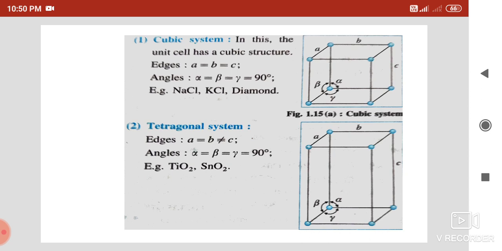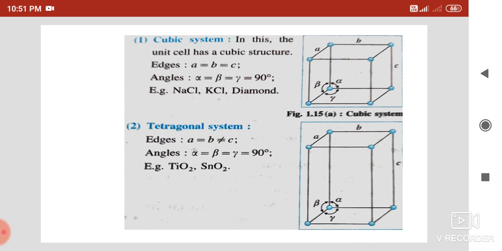You can see in the first figure, one cube is shown, where small a, small b, small c, all these three sides are equal in length. Also alpha, beta, gamma, each angle is 90 degrees. So it is called the cubic system. And this cubic system is shown by compounds like NaCl, KCl, and diamond.